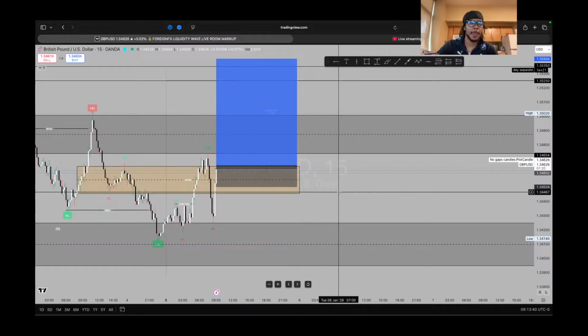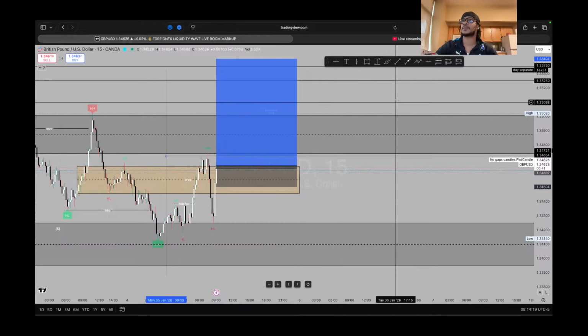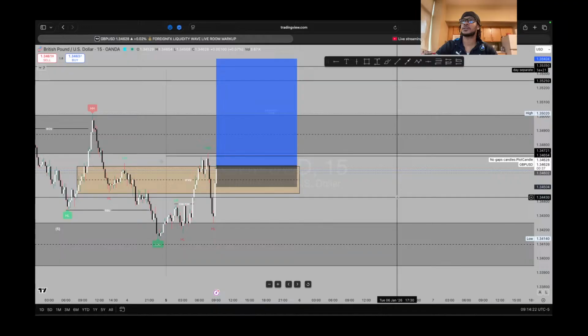So, patient. We're just gonna set an alert and let it do its thing and move on to something else. So 15-minute break of structure, that's what we're waiting for. We're waiting for that high to be broken, so we don't have to look at that.